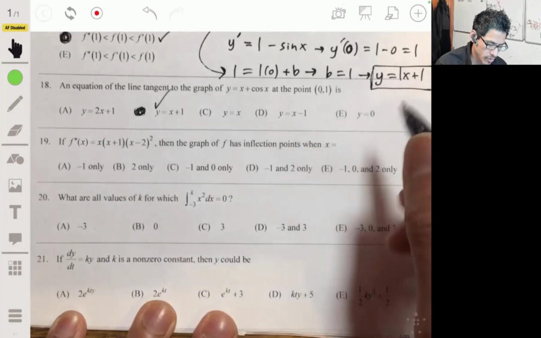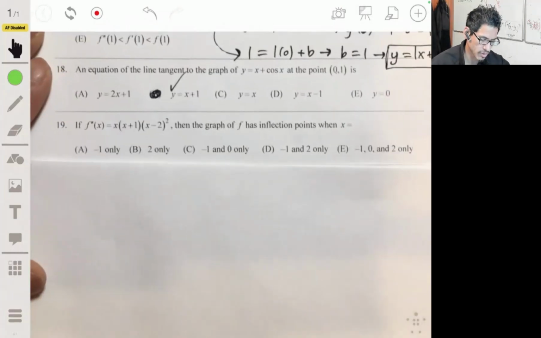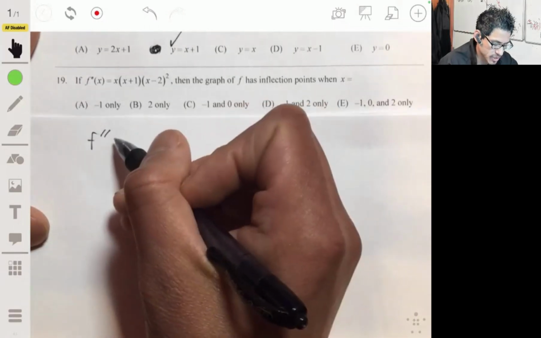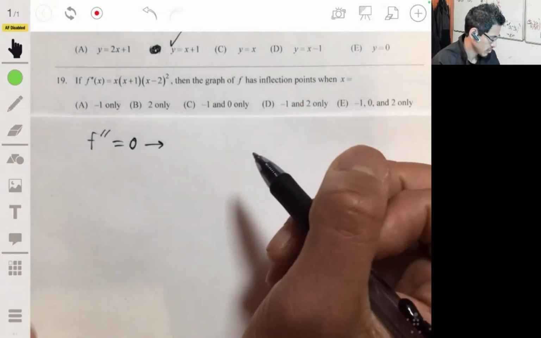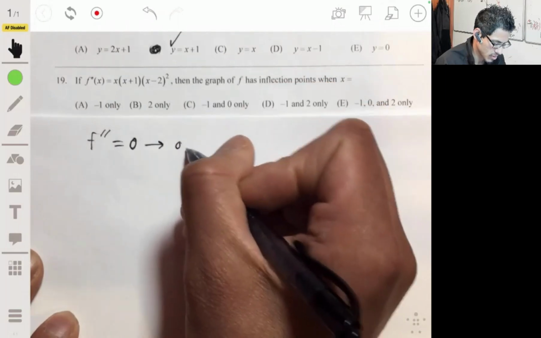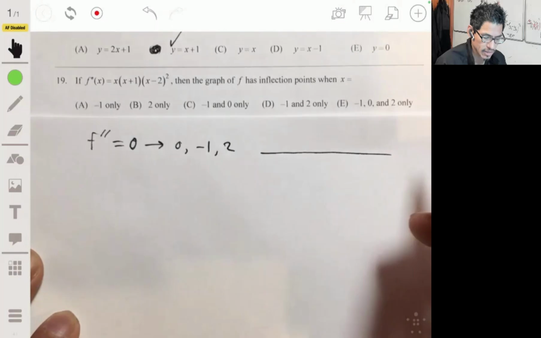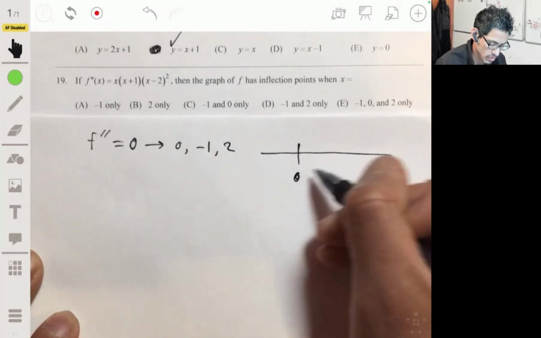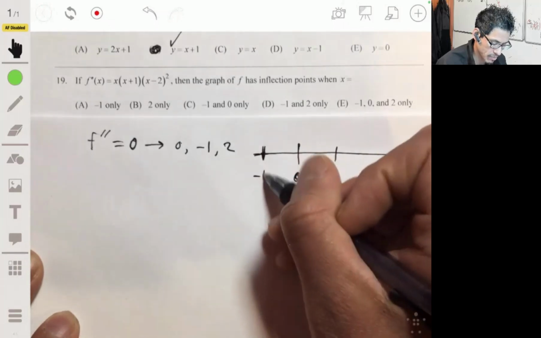In other words, you find where f, let me actually do this work on a separate sheet of paper. So we want to study where the second derivative is 0. And that's going to be potentially at 0, -1, and 2. Then we want to look at the intervals 0, 2, and then -1. We want to see what's happening between there.